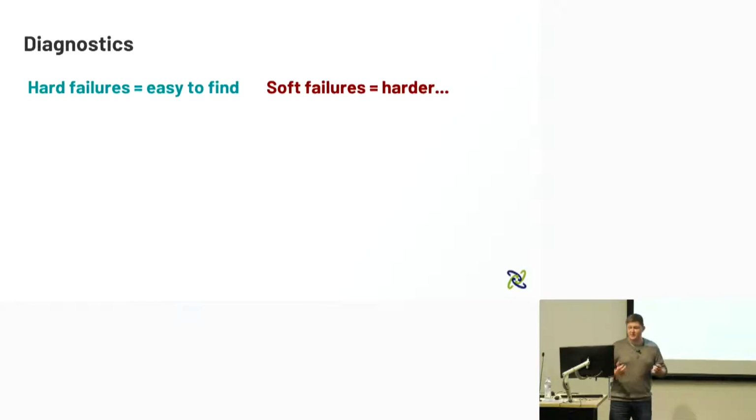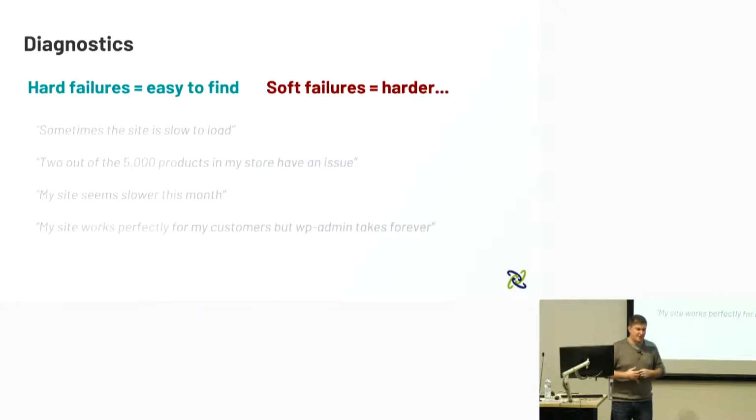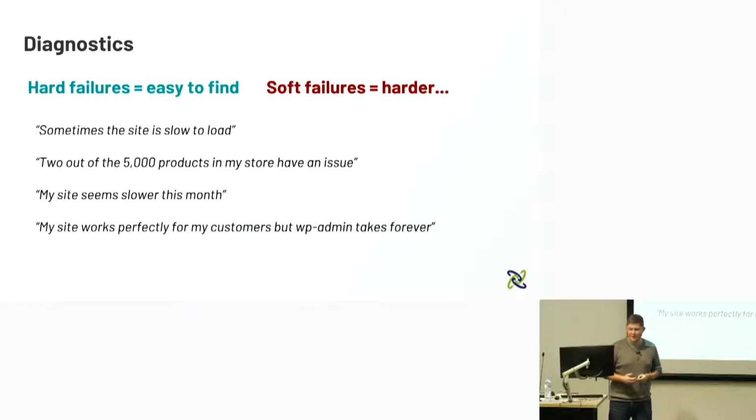So obviously hard errors, hard failures, I love them because they're the easy ones to find. The soft errors or soft failures, they're always the harder ones to try and diagnose. And by a soft failure I mean something like, you normally get a nice descriptive, my site is slow to load, or 2 out of 5,000 products in my WooCommerce store are having issues. Or my site seems slower this month. We get, my site works perfectly, but when I'm in the WordPress admin, it's taking forever to do something.